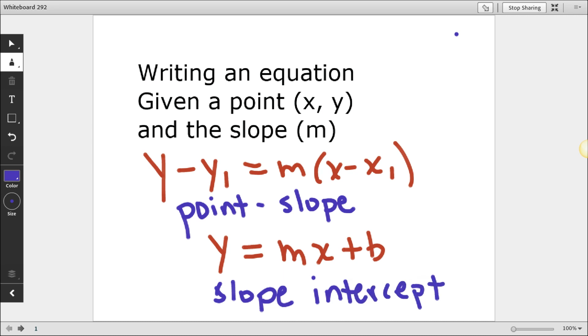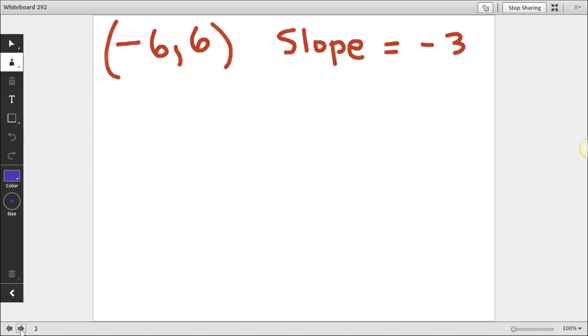All right, so let's get started. So here's what you're going to be given. It could be worded lots of different ways, but it's going to boil down to: write the equation for the line that passes through this point given this slope. Most of the time it's just going to be real simple. Here's the point, here's the slope, write the equation. So here's the point, (-6, 6). Here's the slope, -3. Let's write the equation.